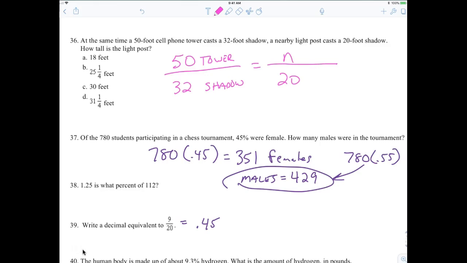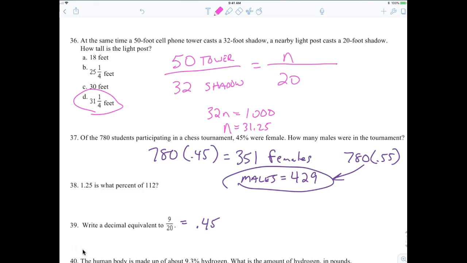Now from there we have to do what? Cross multiply. Does everybody agree? So it would be 32N is equal to 1,000. Which would be what? 31.25. Okay? Everybody good? Come on, concentrate. A few more.